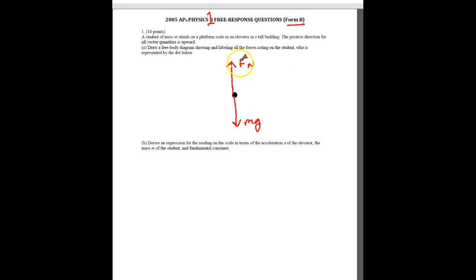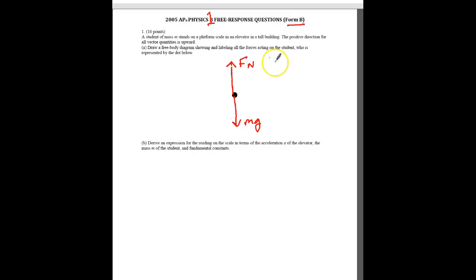Ideally, you probably get 1 point for each one of those, although in the new AP1 exam, both of them together, as long as they are the same length and labeled correctly and in opposite directions, you would get 1 point instead of two. Next thing they want us to do is derive an expression for the reading on the scale in terms of the acceleration A of the elevator, the mass of the student, and any fundamental constants.